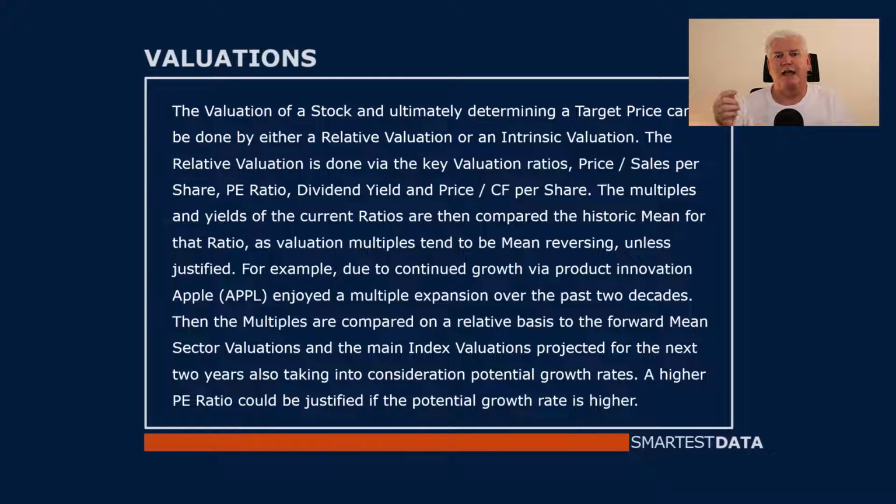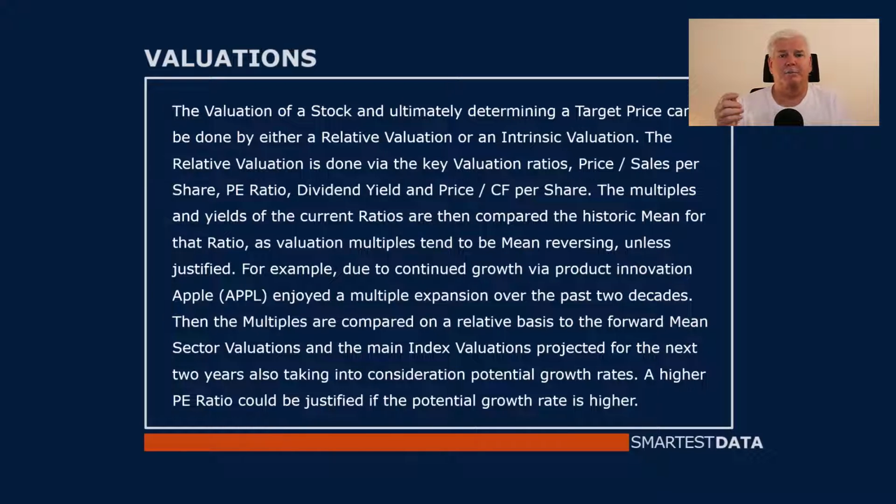The multiples and yields of the current ratios are then compared to the historic mean for that ratio, as valuation multiples tend to be mean reverting unless justified. For example, due to continued growth via product innovation, Apple enjoyed a multiple expansion over the past 2 decades.